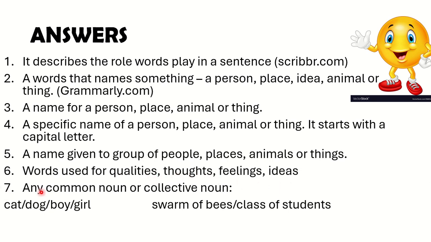Then number 7. You could have named any common noun. These are just some examples: a cat, a dog, a boy, or girl. Then we have a collective noun, swarm of bees, or class of students.